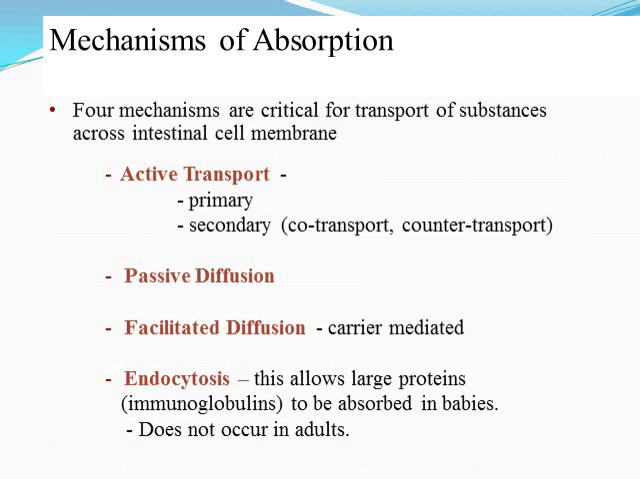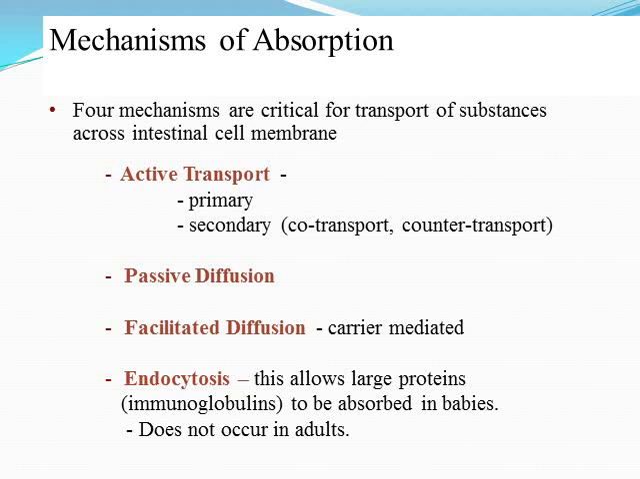So there are different ways that nutrients can be absorbed. Three main ones are found in adults. Endocytosis is not really occurring in adults. That's mostly for babies that are getting immunoglobulins from their mom. So active transport, passive diffusion, and facilitated diffusion are, as you should know, the main mechanisms by which we move things across a cell, and we see them throughout the digestive tract.